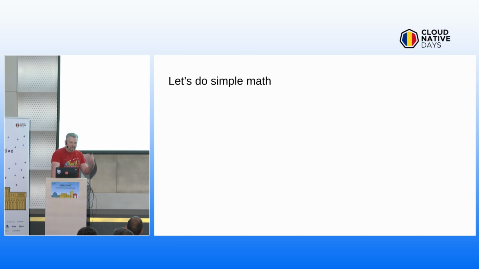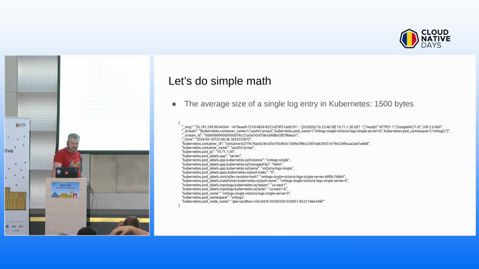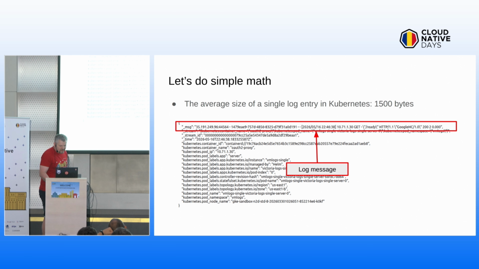So let's do some simple math. According to our statistics, the average log size in Kubernetes is 1.5 kilobytes. And the typical log looks like this one. It contains many small fields, and the most important field is the log message itself.